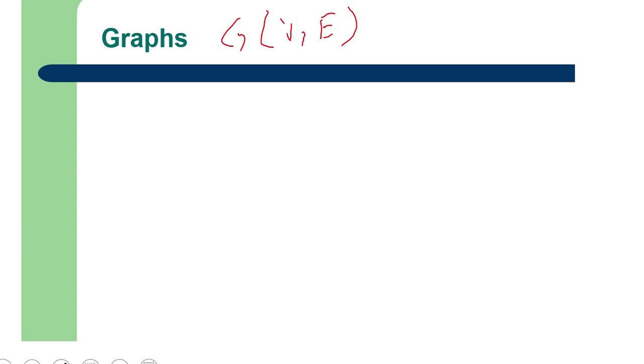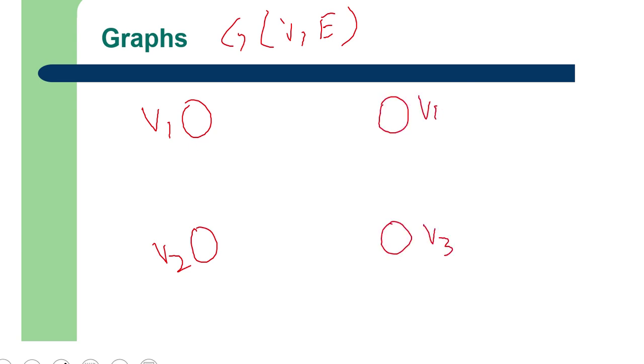For example, a graph that consists of 4 vertices, we can write the first vertex as V1, the second vertex as V2, the third vertex as V3, and the fourth vertex as V4. If we want to connect vertex V1 with vertex V2, we use an edge. This edge is labeled as E1.